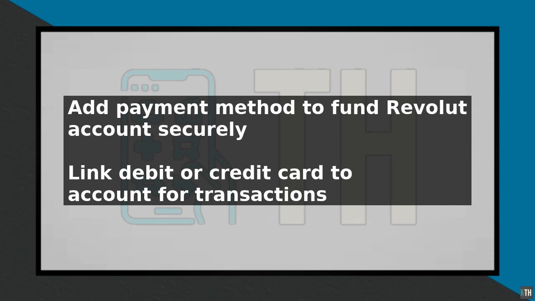Revolut allows you to send money in different currencies, and the exchange rate will be displayed before you confirm the transfer. You can also choose to send money at the current exchange rate or at a fixed rate.